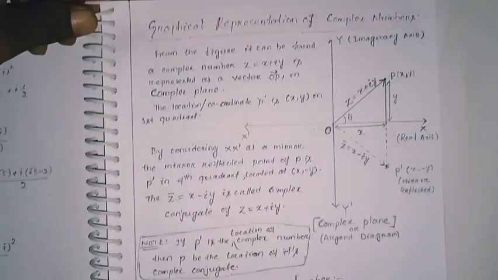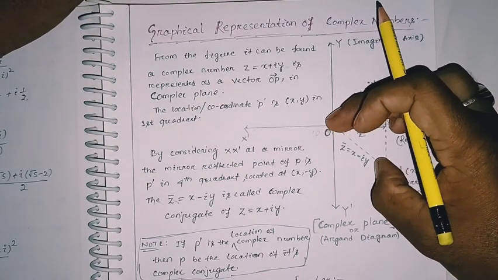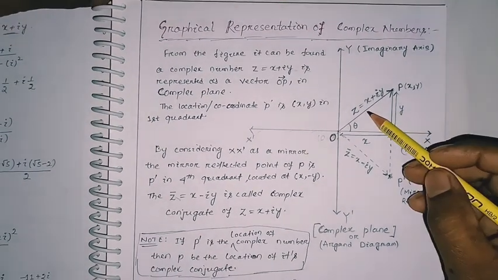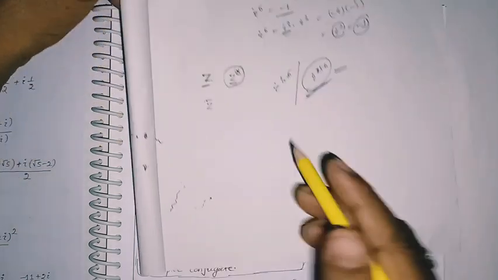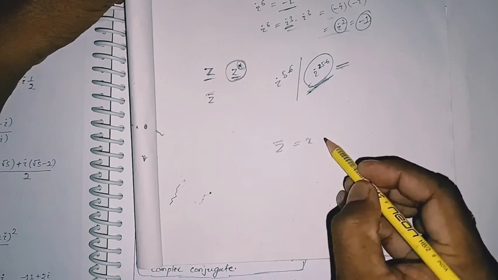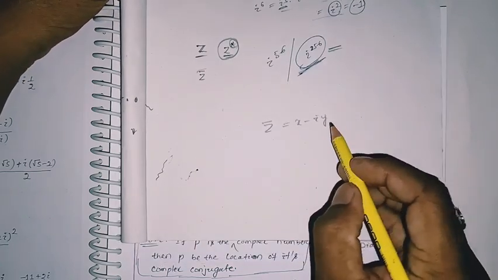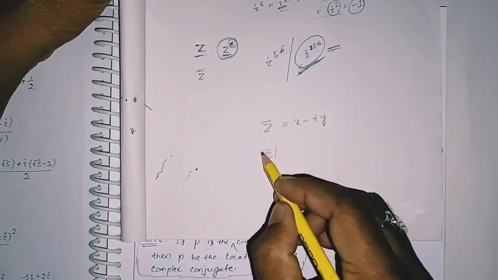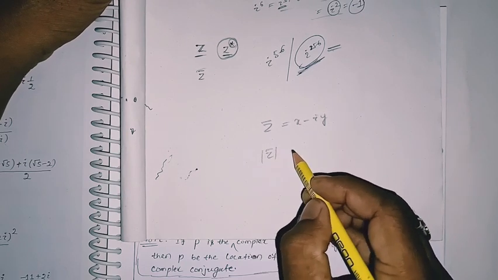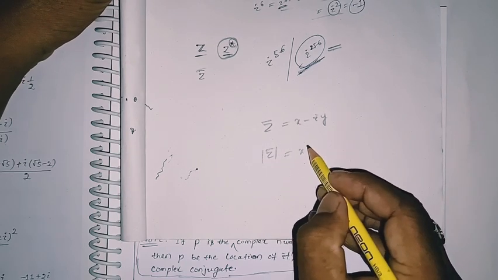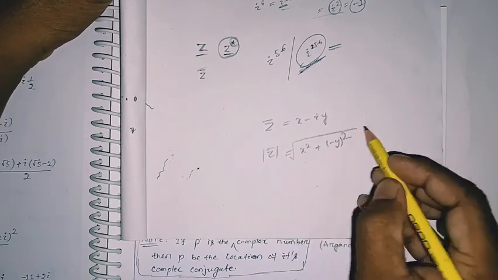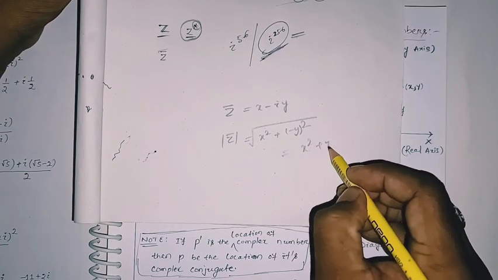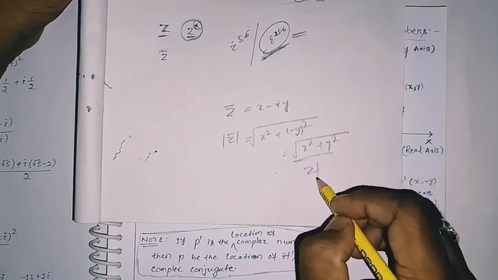From the figure it can be noticed that mod z equals mod z bar. That means this length will be equal to this length also. The modulus of z will be equal to the modulus of z bar. That means if we consider mod z bar, that is x minus iy, then mod z bar will be equal to the square root of x square plus (minus y) square, which is equal to the square root of x square plus y square, which is nothing but mod z.